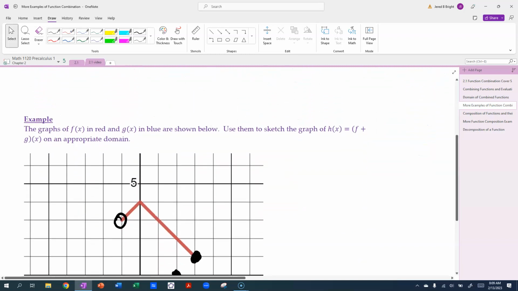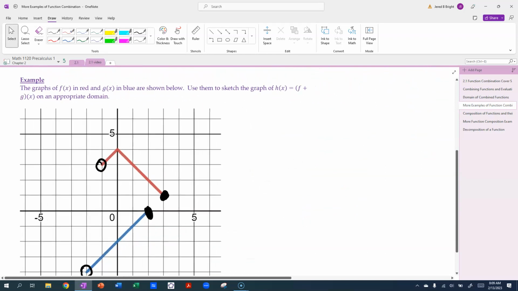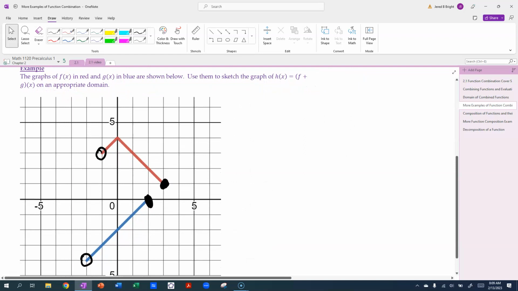In addition to sparse data, we can also give you functions that are defined in graphical form. This one says f of x is in red, so I have to label this as f of x, and g of x is in blue. There we go. It says use them to sketch the graph of h of x, which is the sum, on an appropriate domain.